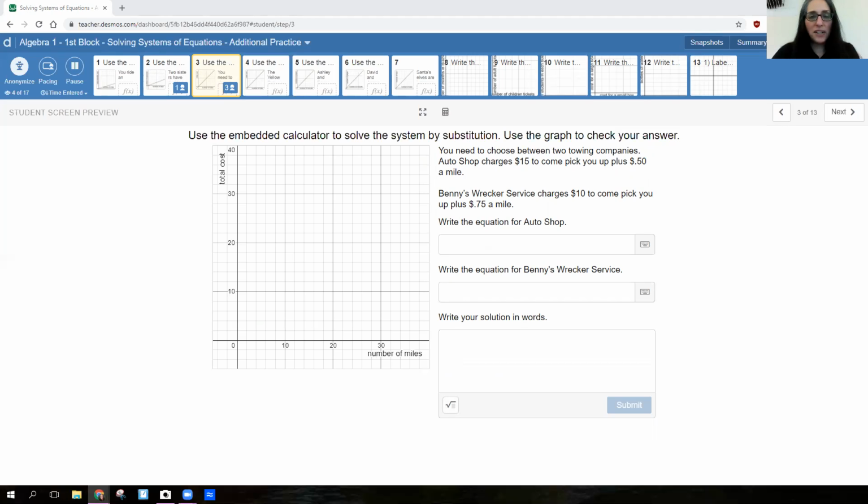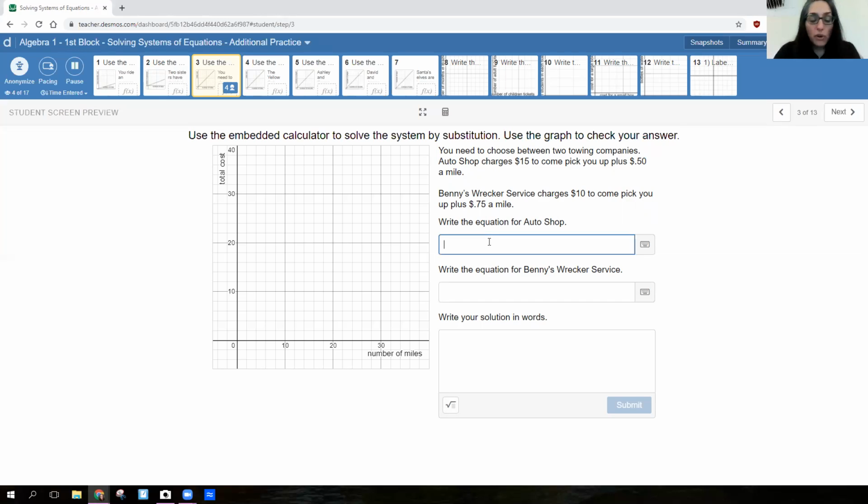All right, so we're going to graph these. Now we need to choose between 2 towing companies. Auto Shop charges $15 to come pick you up, plus 50 cents a mile to tow your car to the garage. Benny's Wrecker Service charges $10 to come pick you up, plus 75 cents a mile to tow you to the garage. So we need to come up with equations for both of these.